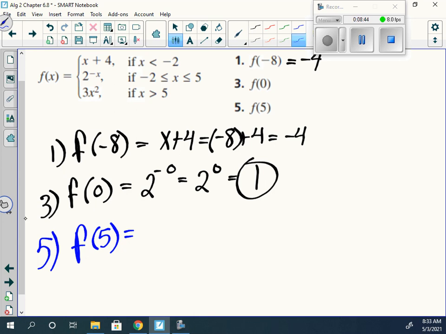It would not be 3x squared. It would still be the second one, because our statement for the middle one is if x, negative 2 is less than or equal to x is less than or equal to 5. So we would have to get bigger than 5 to actually use the bottom statement, because it's just saying greater than. So here we would have 2 to the negative 5.